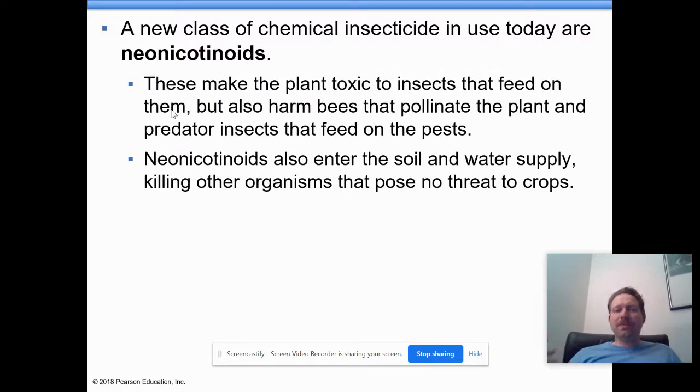So a new kind of insecticide has been designed today. Neonicotinoids are the particular class of drugs that make a particular plant toxic to insects. But they can also harm bees that pollinate that particular plant too. And these drugs will enter the soil and water as a result and can potentially kill other organisms.